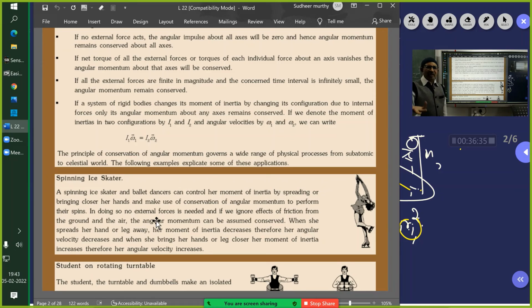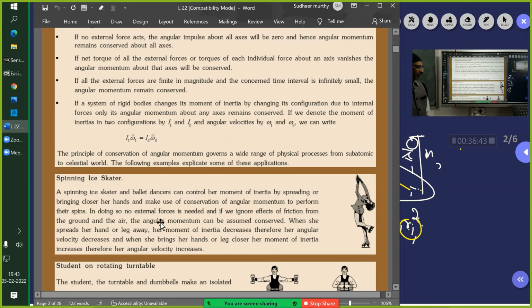What? Fixed orbit? Just now I told you what mvr is. m is the mass of the electron, v is the speed of the electron, r is the Bohr radius. But it is actually not moving in that fixed orbit, is it?